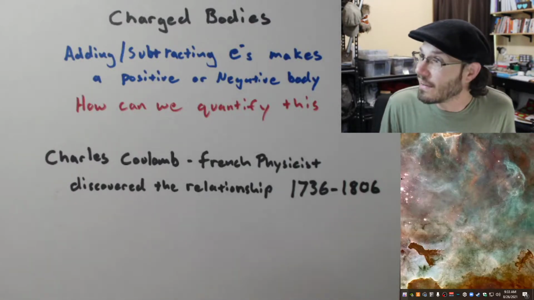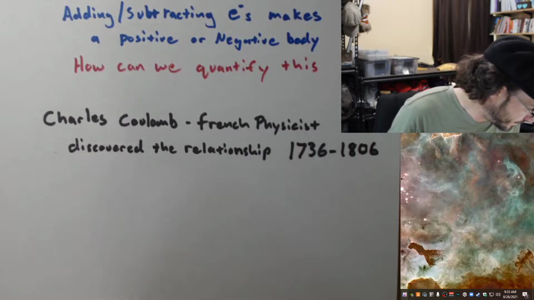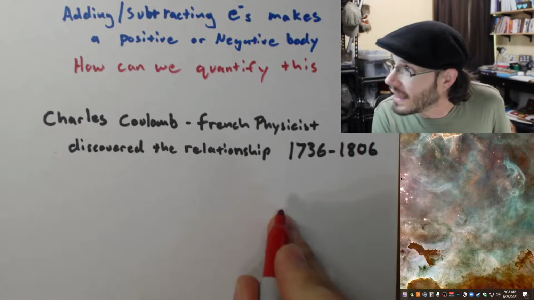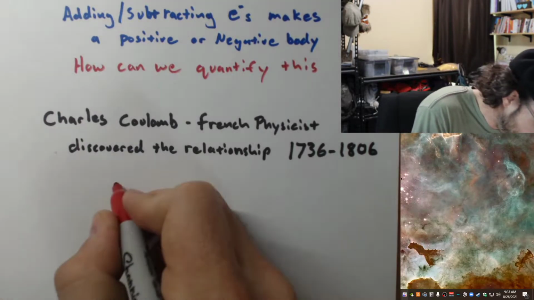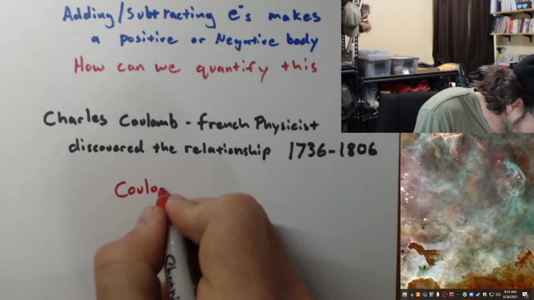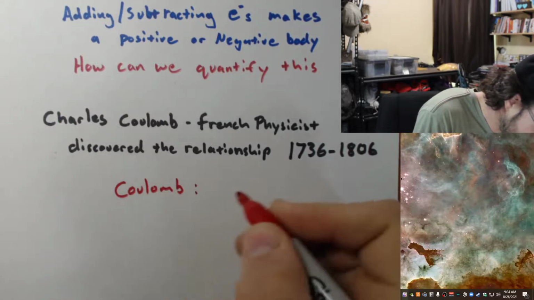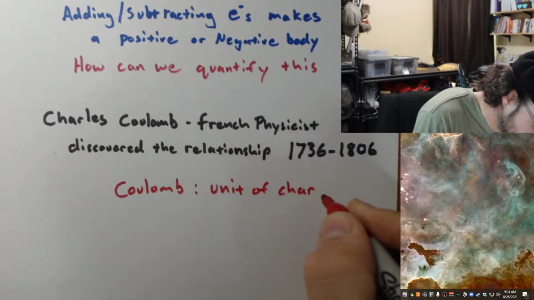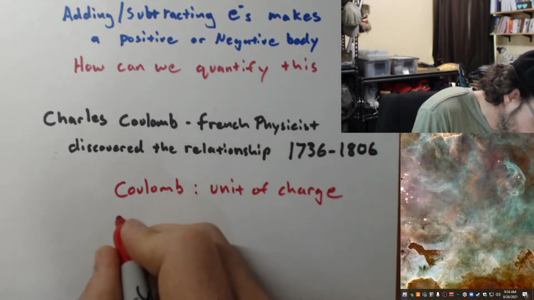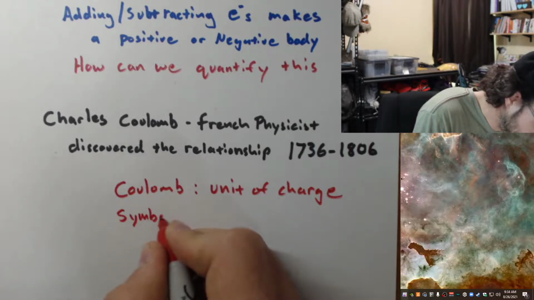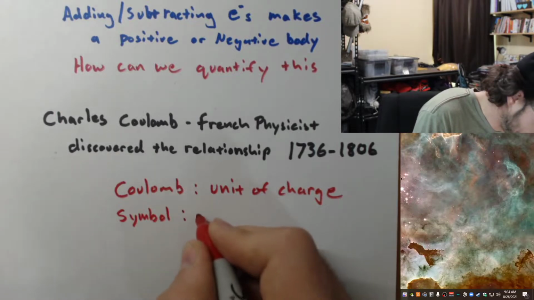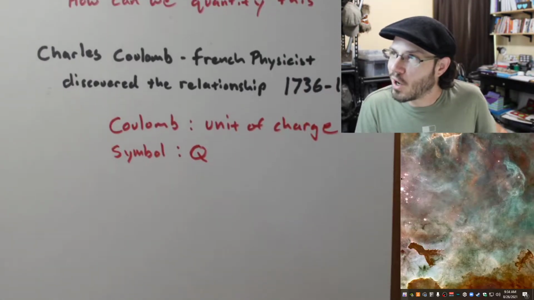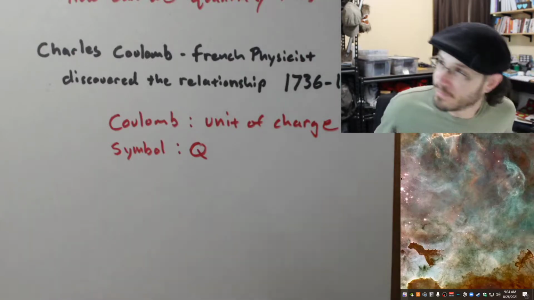Well, let's go ahead and let's give ourselves a body. Well, actually, let's name the unit first off. Okay, we have the Coulomb, which is the unit of charge. The symbol is Q.